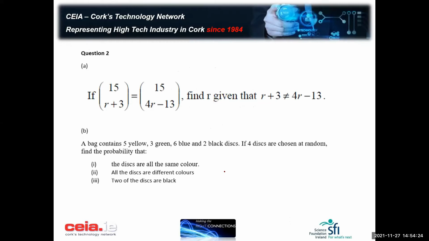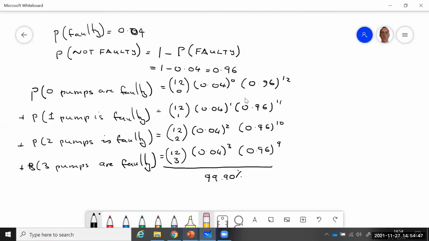Question 2 again is in the same area of combinatorics. I think that's kind of the grandiose term for this area of the course. So he has here: if 15 choose r plus 3 is equal to 15 choose 4r minus 13, find r, given that r plus 3 is not equal to 4r minus 13.